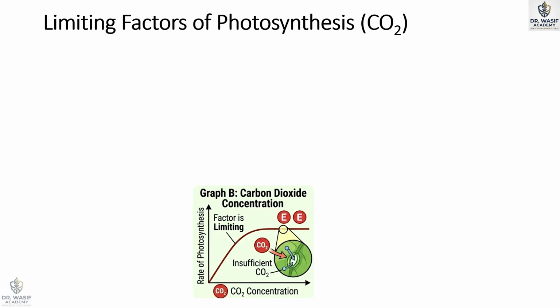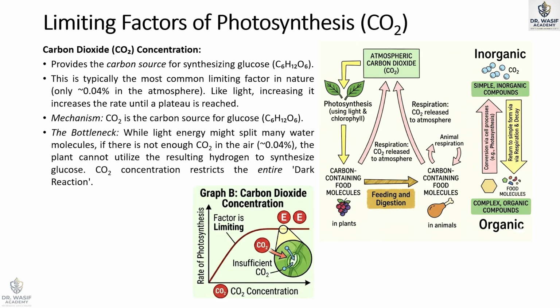As we have seen how light powers the process, but now let's look at the actual building block, that is carbon dioxide. Carbon dioxide is the source of carbon for synthesizing glucose. In nature, this is actually the most common limiting factor, because even though carbon dioxide feels like a lot to us, it only makes up about 0.04% of our atmosphere. That is a very tiny amount for a plant to work with.